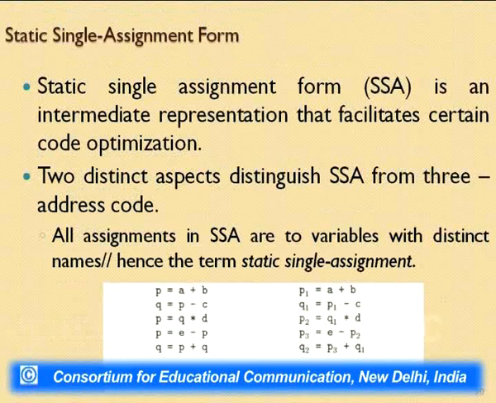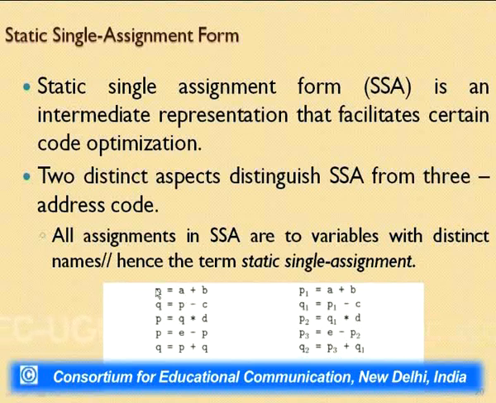Okay, so going in line, we have the next form, that is the static single assignment form. The static single assignment form is an intermediate representation that facilitates certain code optimization. The main point of difference is this: all assignments in SSA are to variables with distinct names. Hence the name static single assignment. You can see the case over here. P1 is equal to A plus B. Q1 is equal to P1 minus C. All the names are unique; they have to be unique in this case. P2 is equal to Q1 star D. And P3 is equal to E minus P2. Q2 is equal to P3 plus Q1.